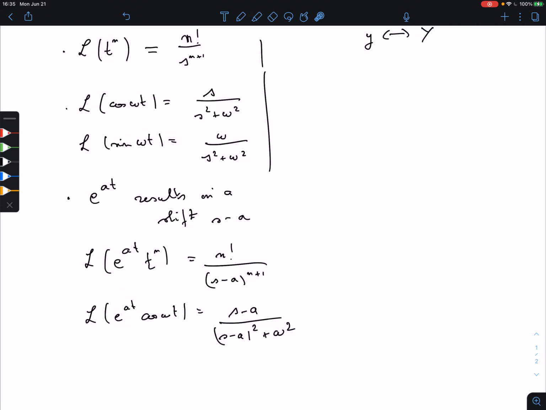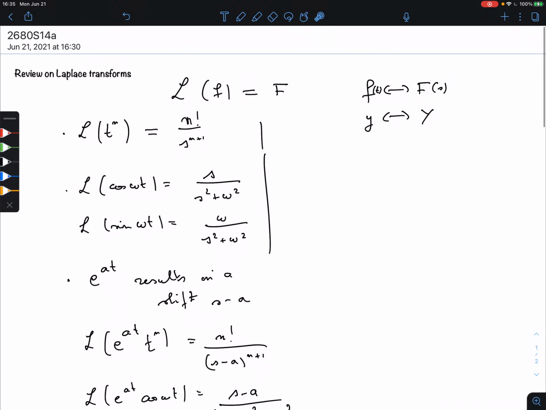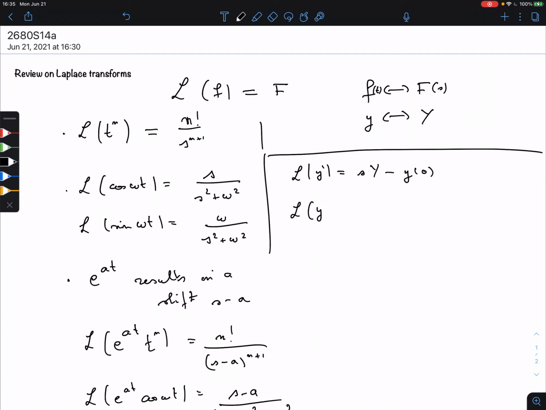This is important. And then we have the rules that we also use. The other rules that are important here are what happens with derivatives, and that is sY minus the initial condition, and the Laplace transform of y double prime is s squared Y minus s times the initial condition minus the derivative at the initial condition. So these are the 2 formulas that we then use, and that allows us to transform at least constant coefficients.